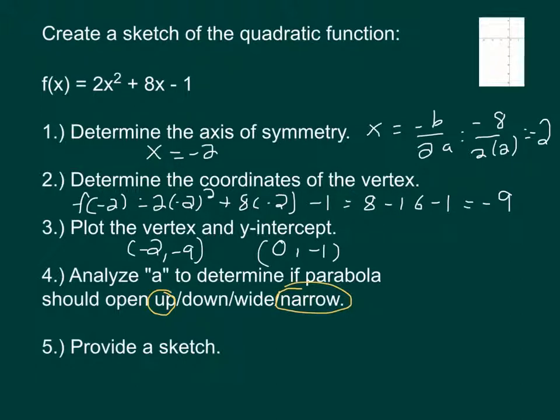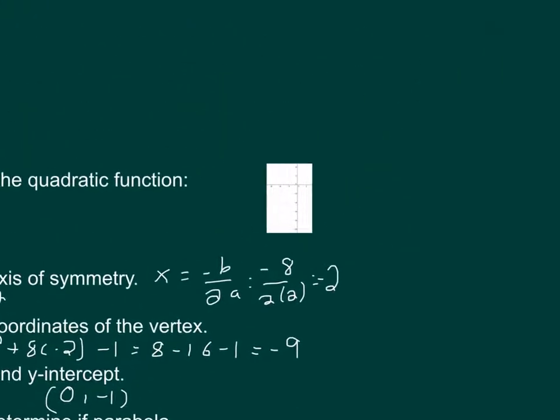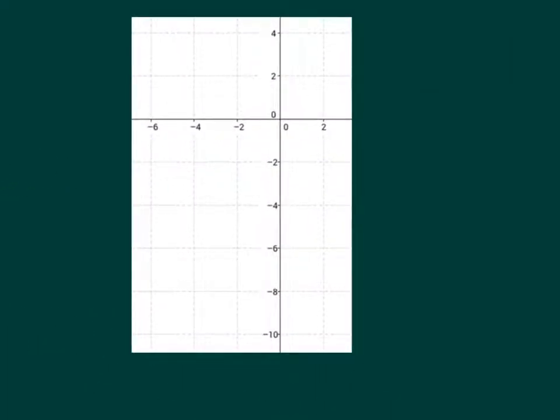Now I can take this information and provide a sketch. So let's see what we can do here. Zoom in and try to plot these points. I'll start by plotting my vertex, which is going to be at negative 2, negative 9. And then I'll plot my y-intercept, which is 0, negative 1. And I can see that this should actually follow through on what I had originally said. This is going to open up and be somewhat narrow.